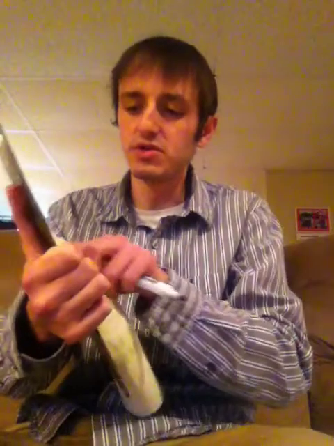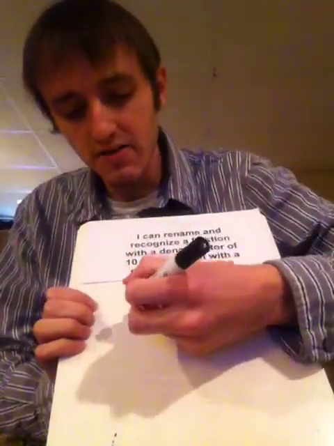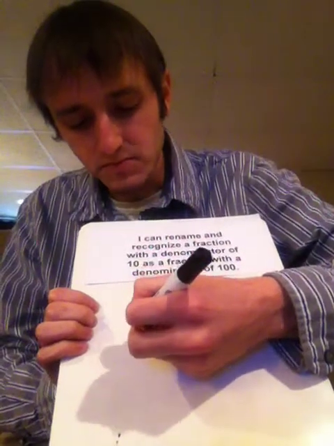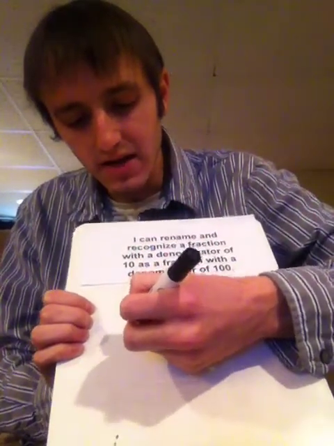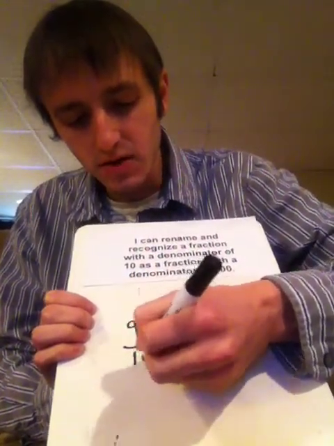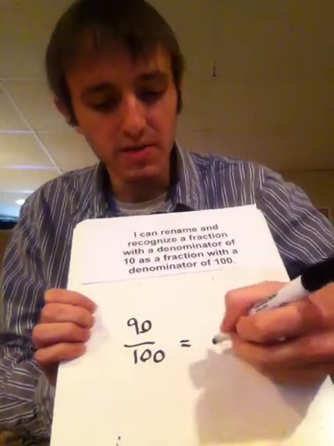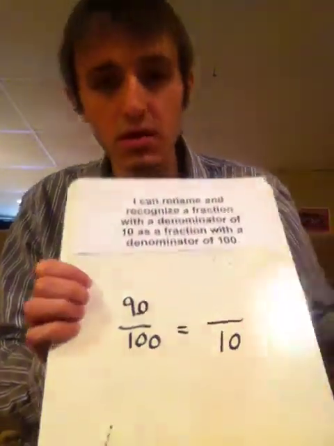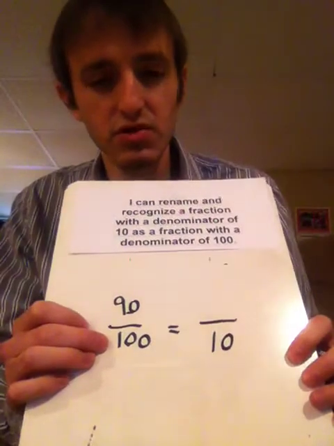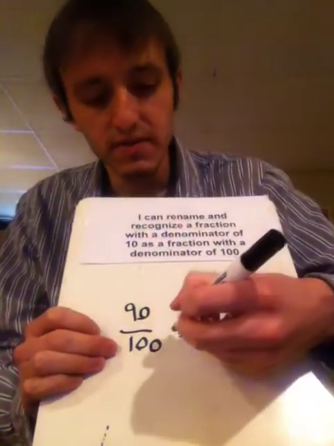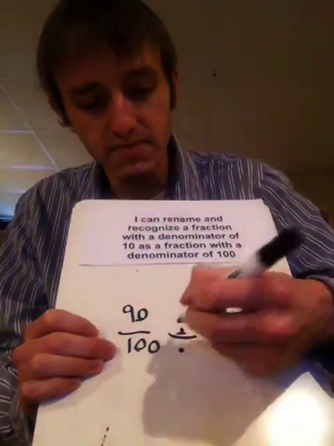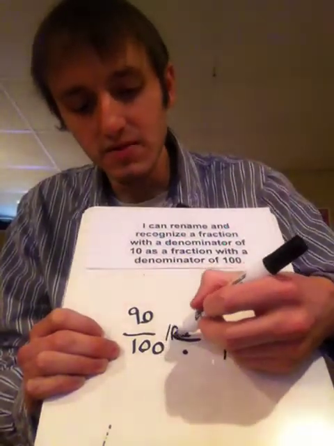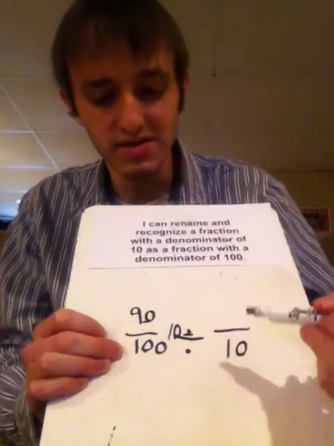Let's try another one. This is kind of a tricky concept. Like I said, this focuses on division or going backwards. Alright, so if we have a number such as 90 over 100, and we want to turn it into a denominator of 10, we first need to ask ourselves, well, how do we get from 100 to 10? Well, we know it's dividing. It's the opposite of what we did last time. And we know it's dividing by 10. Okay, 100 divided by 10 is 10.